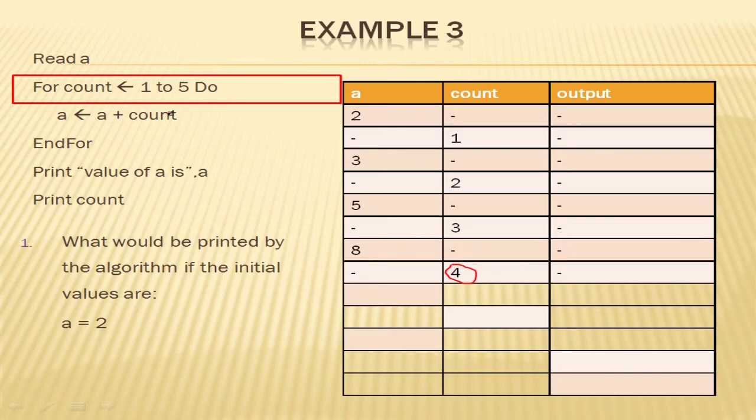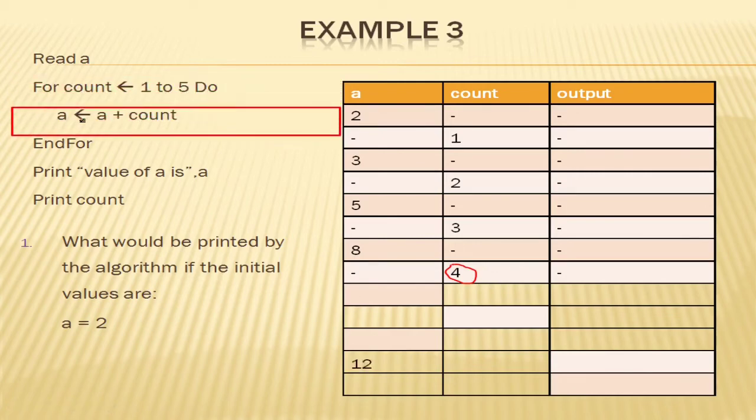Then we're going to move to the next line where it says a equal a plus count, right? The last value for a was 8, and the last value for count was 4. So if you have a equal a plus count, it would be a equal 8 plus 4, which would be 12, right? So it means that the current value for a is 12. There is no value for count, so we'll put a dash. No value for output, so we'll put a dash, and we move on to the next line, right?